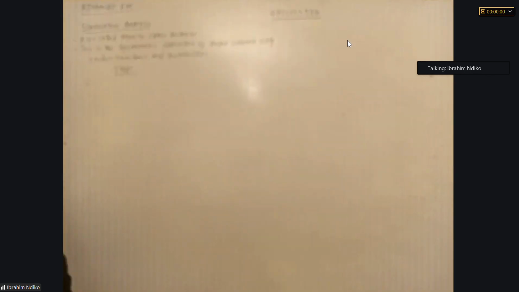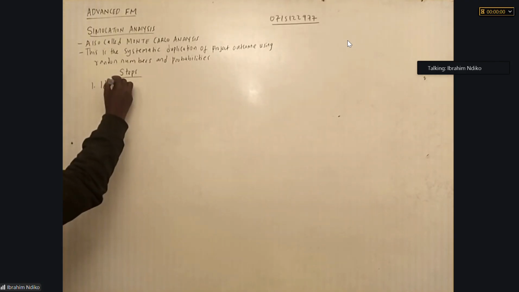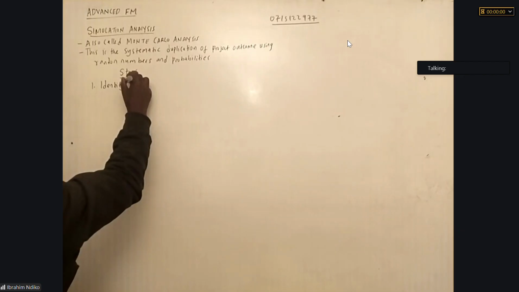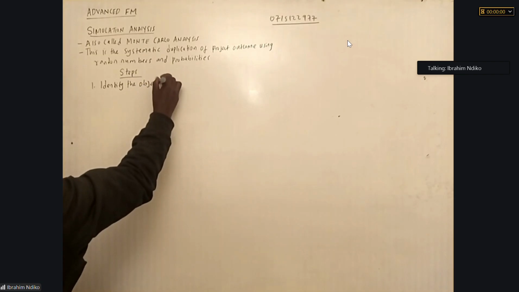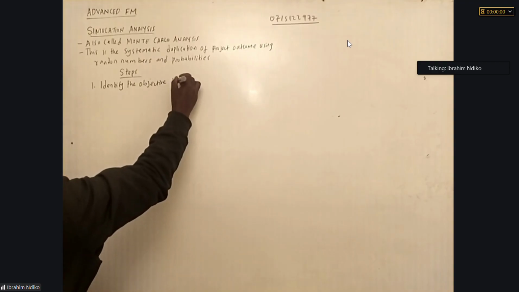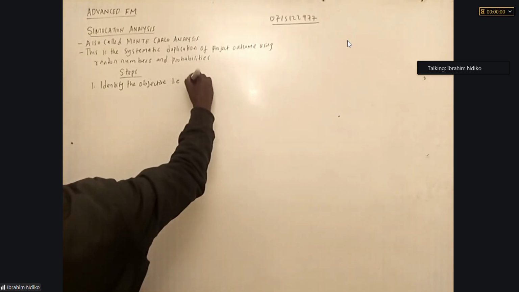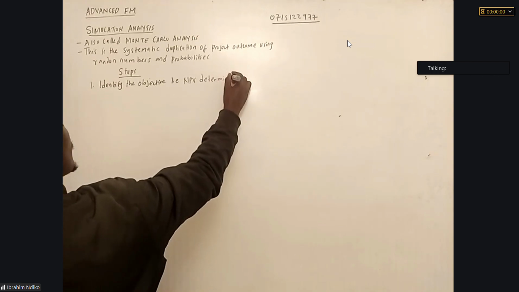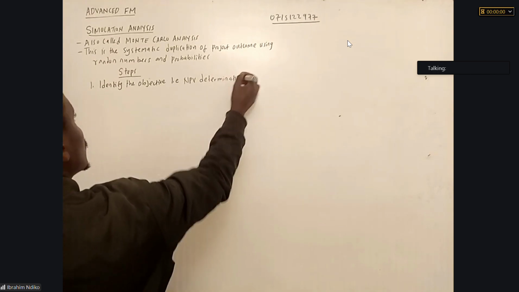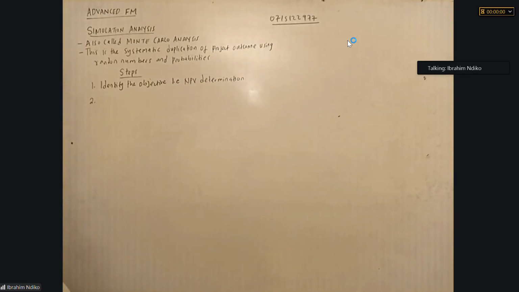Steps. Step number 1, identify the objective, i.e., NPV determination. So that's step number 1. We identify our objective. In most cases the objective is to determine NPV.